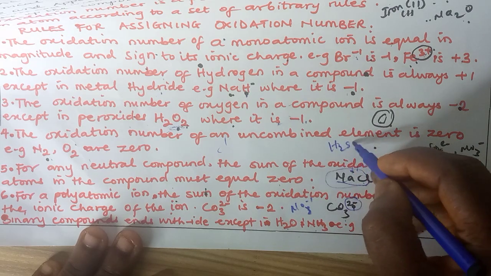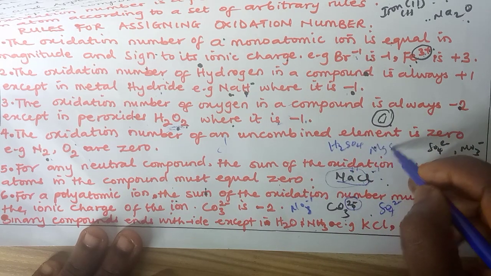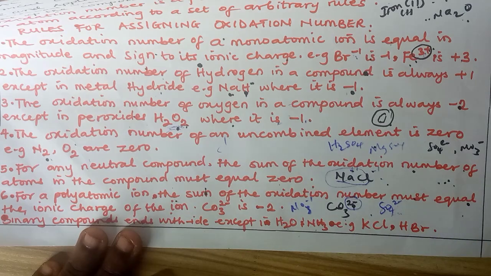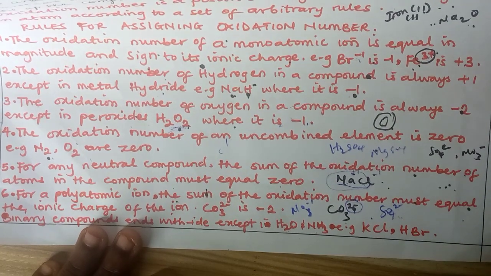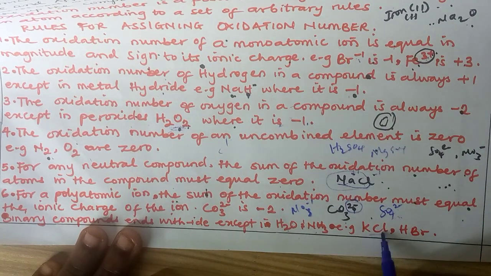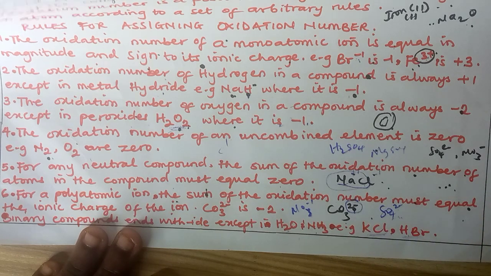You see it in compounds like H2SO4, MgSO4. So this is a radical. Radicals cannot exist alone. They form part of a compound. But these compounds now, they are binary compounds because they contain 2 elements. Their names end with "ide", like potassium chloride, hydrogen bromide.